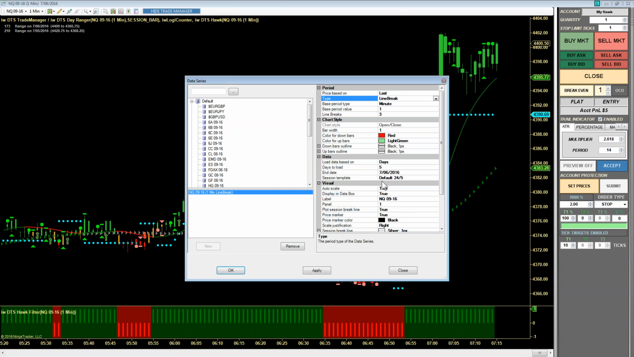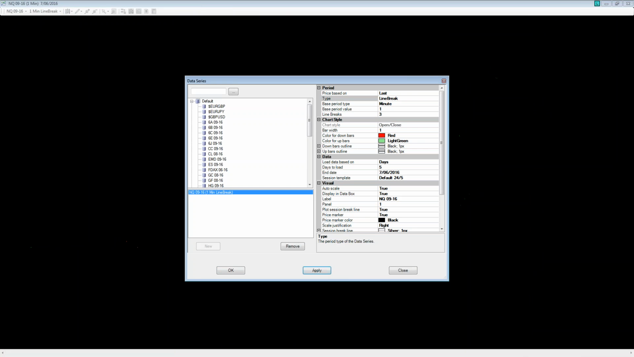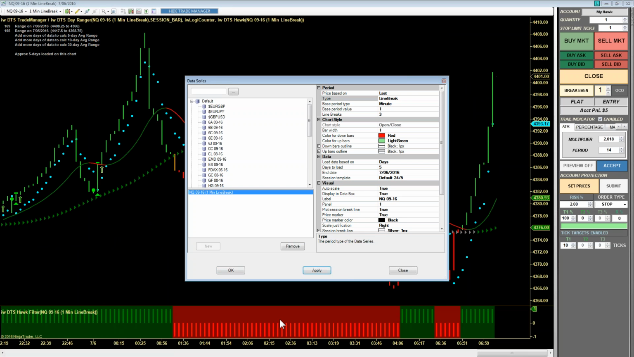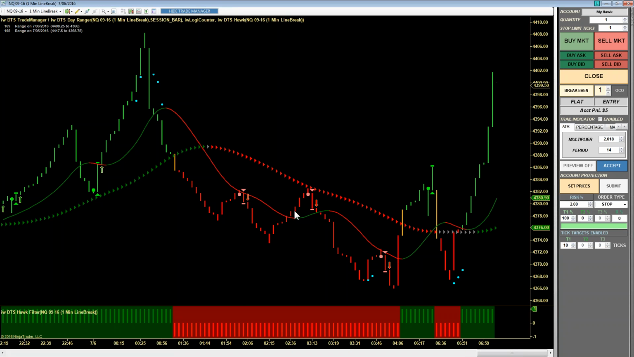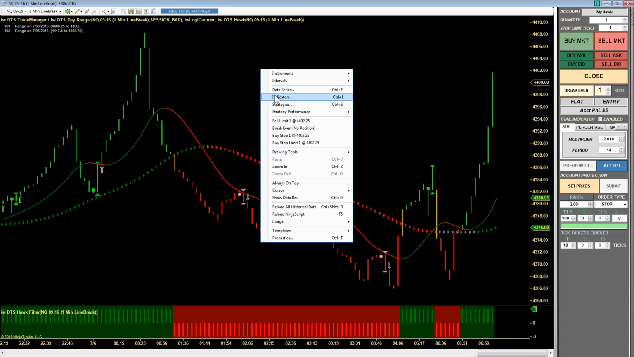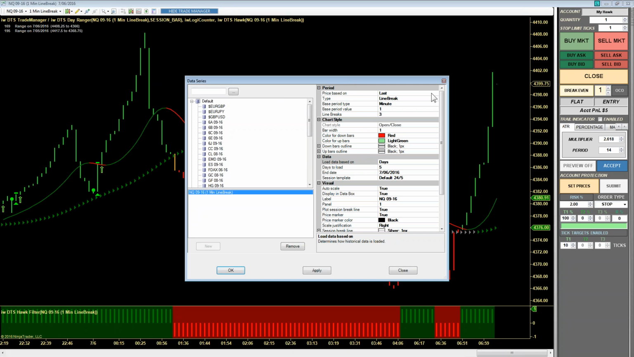Oh, actually, I think I played with the line break before, and I think it actually produced signals with the line break. Yeah, you are getting some signals. So we got a first micro macro cross here. We got a macro pullback here. But you know what? It was designed around the Mean Renko bars, so I think I would probably stay with those.